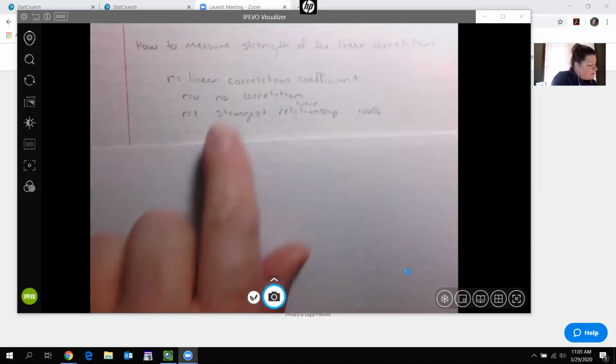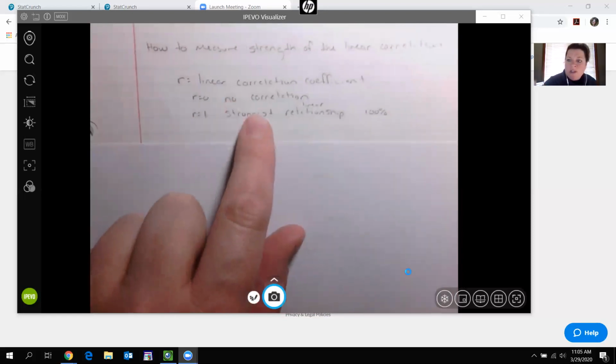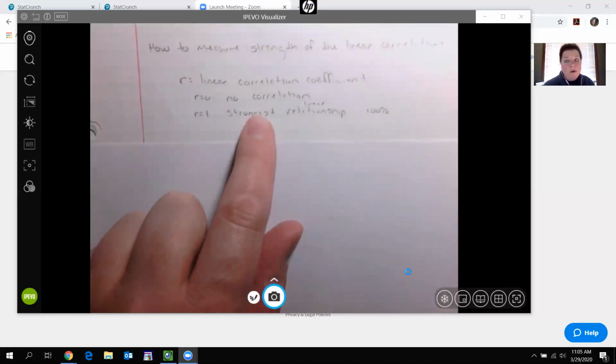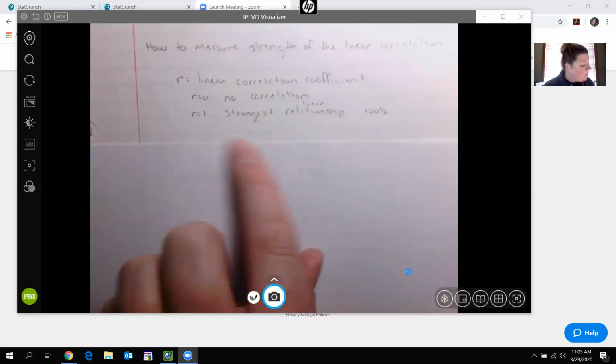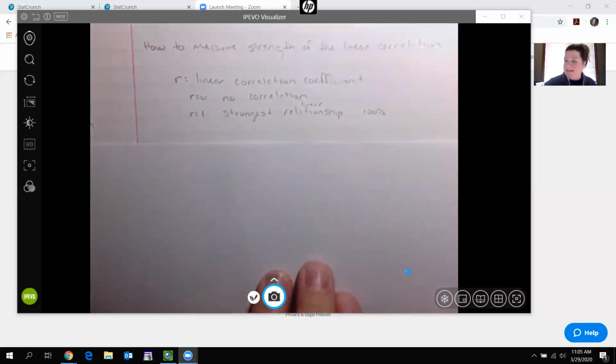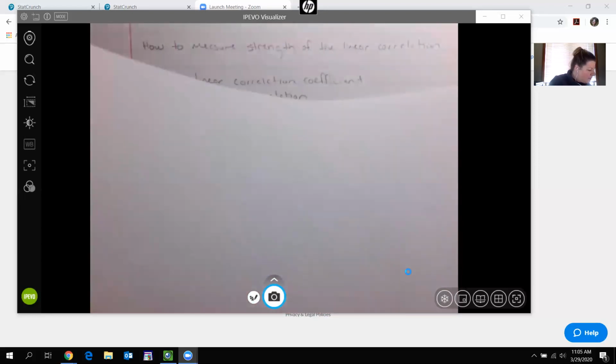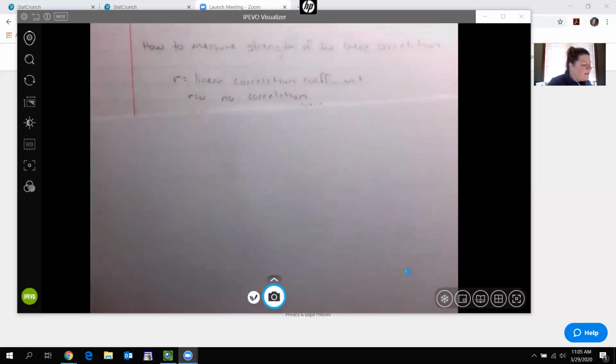So R is called your linear coefficient, okay? And if we're 0 or close to 0, there is no correlation, okay? If you are at 1, you're 100%. There's completely a very strong relationship between X and Y, or correlation, okay? So relationship, correlation kind of going hand in hand. Okay, so how are we going to find this R?